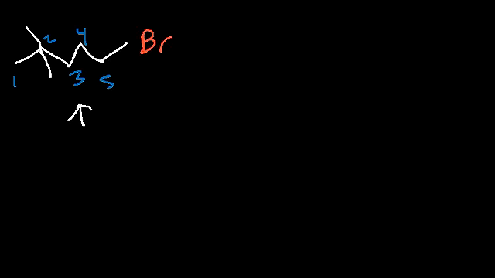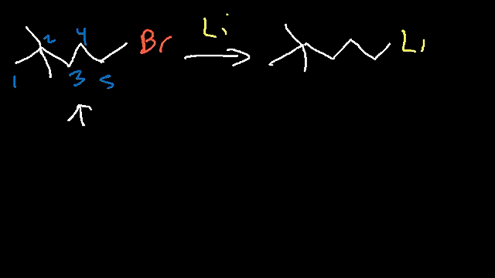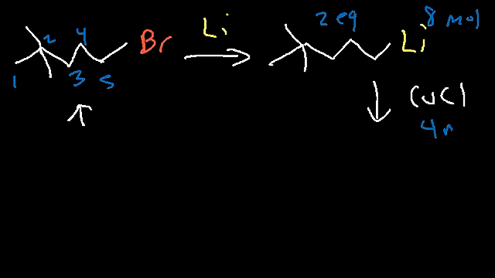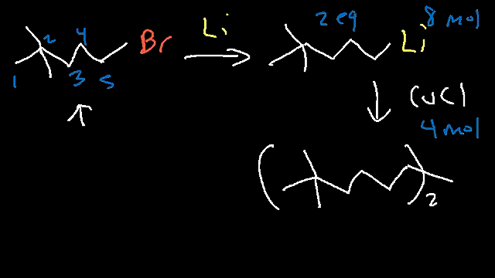So step 1 was the addition of lithium, which will make the organolithium reagent. And then step 2 was adding copper chloride. Now granted, I need to use 2 equivalents. So let's say if I have 8 moles of this product, all I need is 4 moles of copper chloride. So I need like a 2-to-1 ratio, so to speak. And so I'm going to have 2 of these R groups, and then copper lithium attached to it.